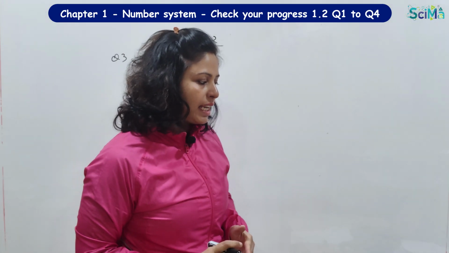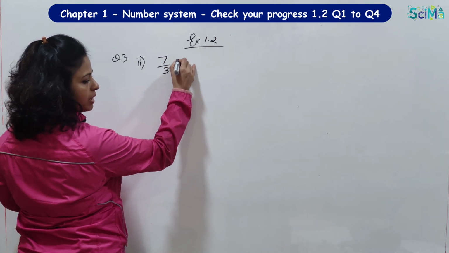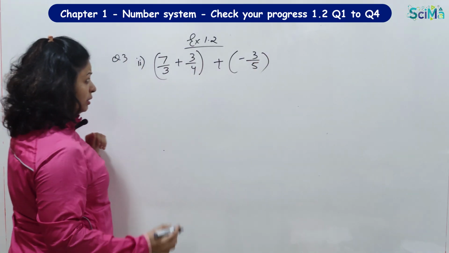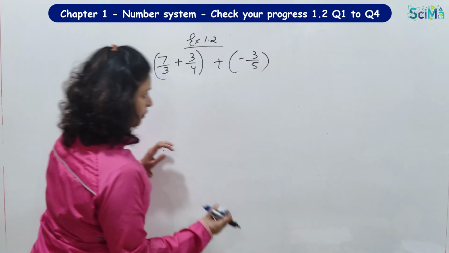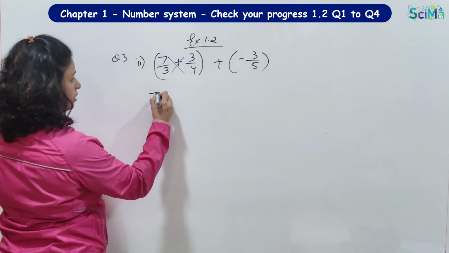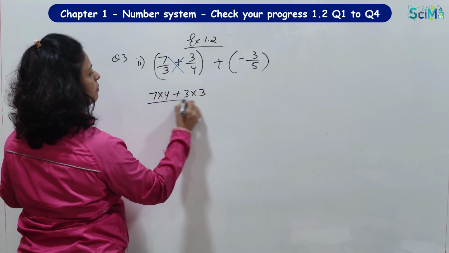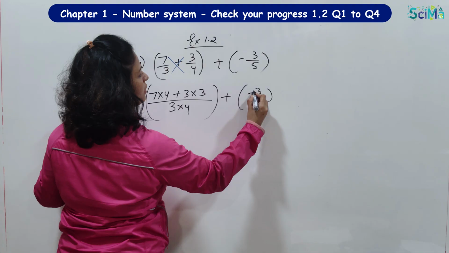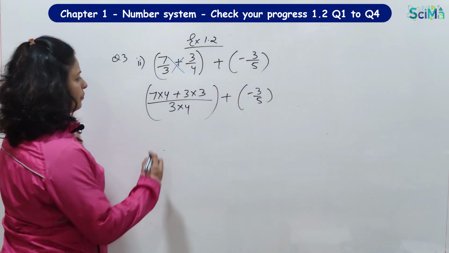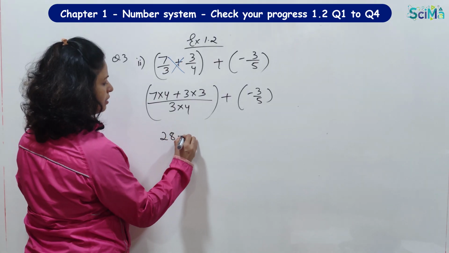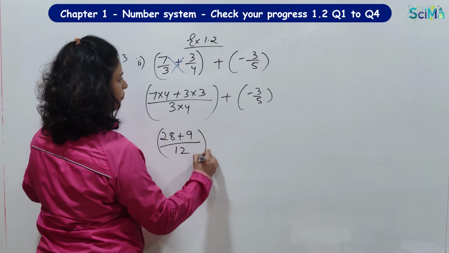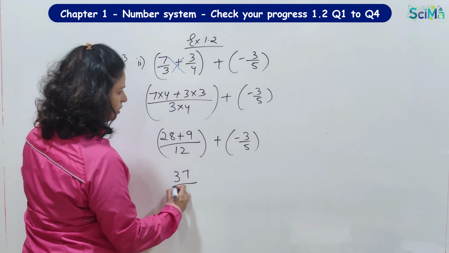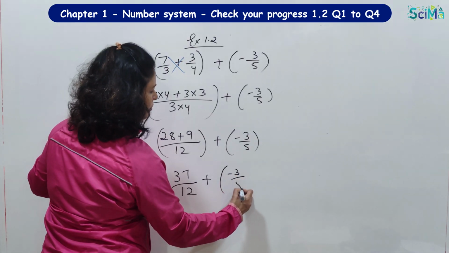Now the question number 3, second part, is again the same kind of question. 7 by 3 plus 3 by 4 plus minus 3 by 5. Again we will solve the numbers in the bracket. We do cross multiplication: 7 into 4 plus 3 into 3 by 3 into 4. The minus 3 by 5 you can write as it is. So here we get 28 plus 9 by 12 minus 3 by 5.